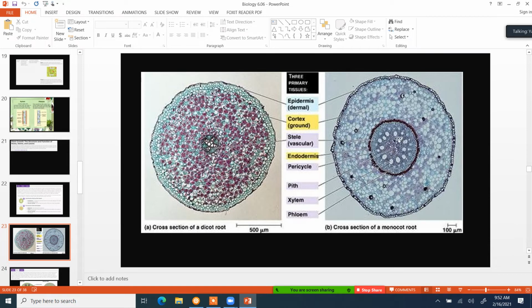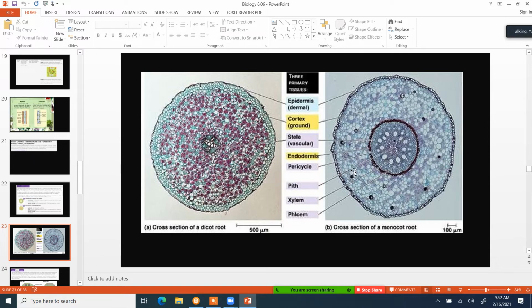And then in the middle is the vascular bundle, where everything travels. Xylem and phloem tissues are in here, like the vein. Now, in the dicot, you see a small vascular bundle that forms an X kind of shape. So this is one way to identify monocot versus dicots in terms of their roots.